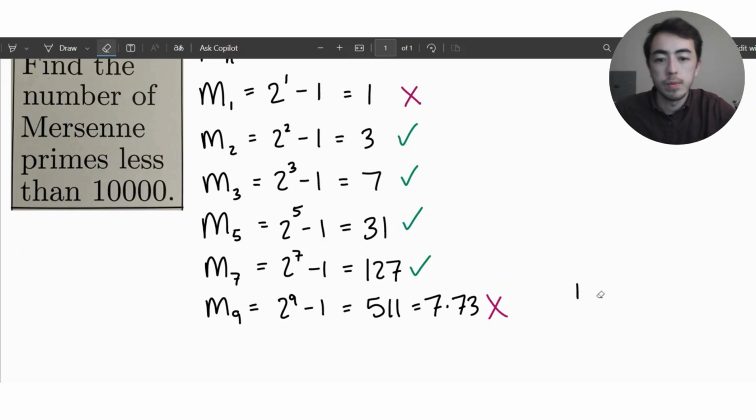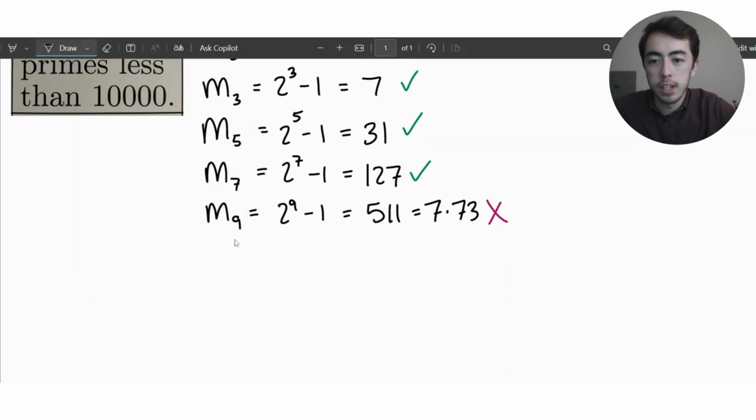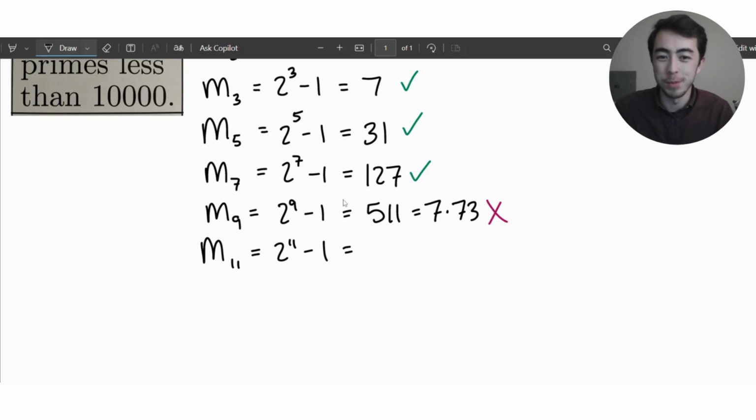Got to keep going. Okay, 2 to the 10th minus 1. That would give me a composite number because 10 was even. So let me check 11. 2 to the 11 minus 1. These numbers are getting real big, so checking for whether or not the number is prime is going to be a little bit harder moving forward. Let's see. 512 doubles to 1024. That doubles to 2048. Minus 1 is 2047. Okay. Got to check if this one is composite or prime.